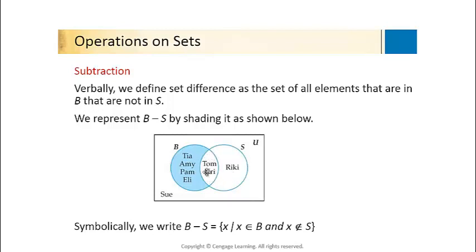So it's kind of like where this would be the intersection. It's kind of like those elements in B that aren't in that intersection is kind of how I would say it.